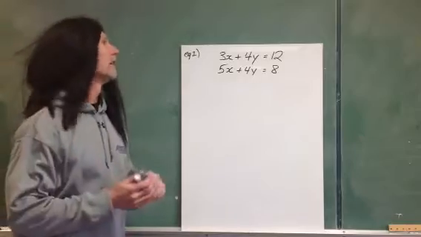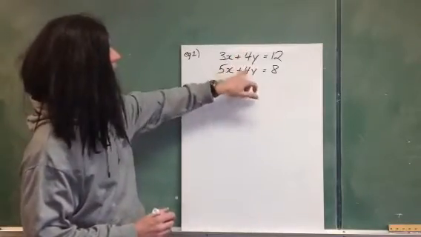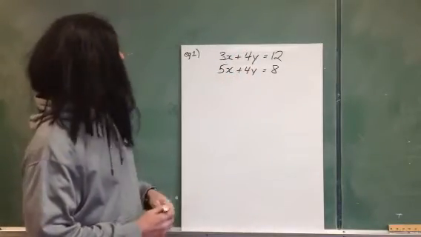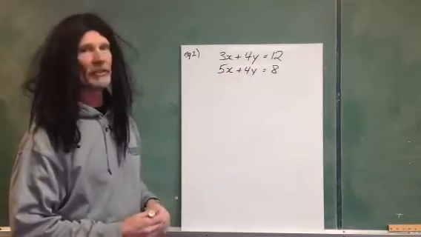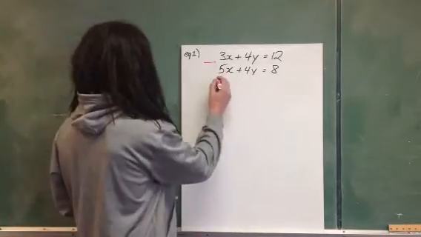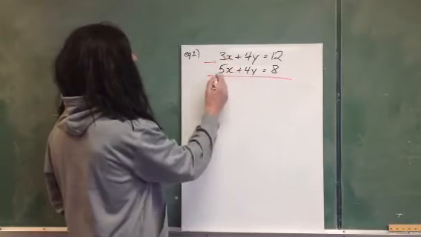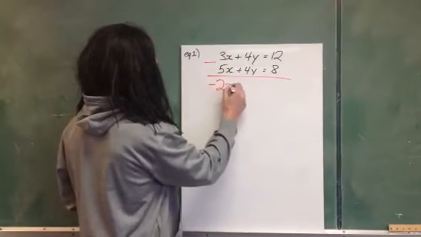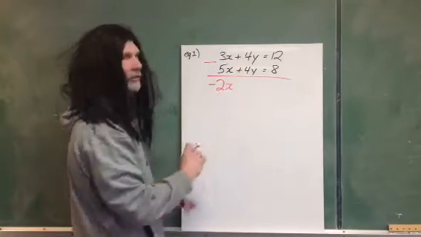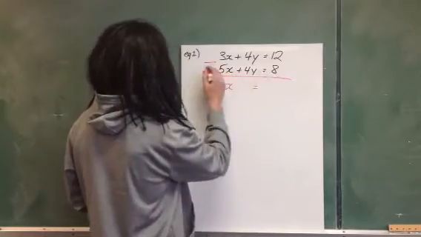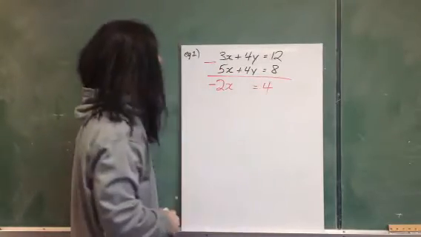Okay, here we go. This one's really easy because one of the variable terms is already the same. So I can get rid of that variable term simply by subtracting these two equations. So I'm going to subtract. 3x's minus 5x's is negative 2x's. 4y's minus 4y's is no y's. And then 12 minus 8 is 4.